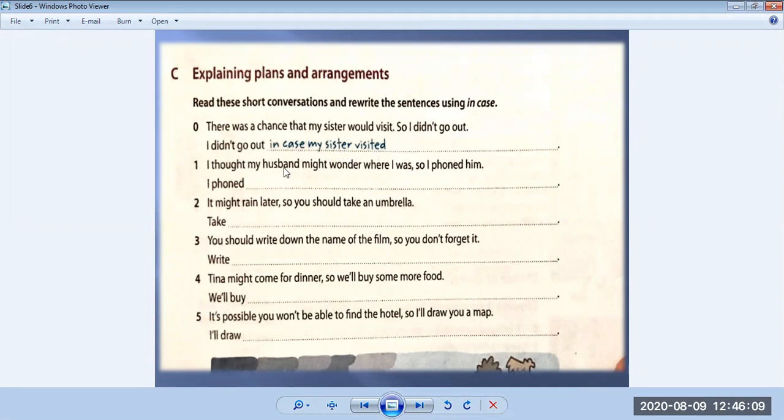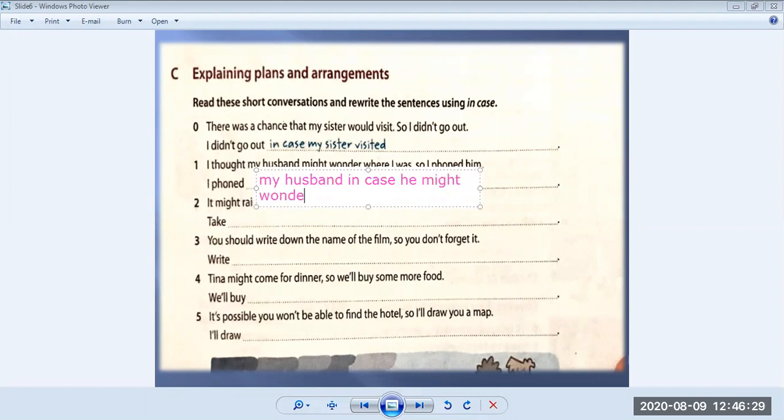Okay? I thought my husband might wonder where I was, so I phoned him. I phoned my husband in case he might wonder where I was. Okay, we don't use a lowercase i in anywhere else in a sentence, so.